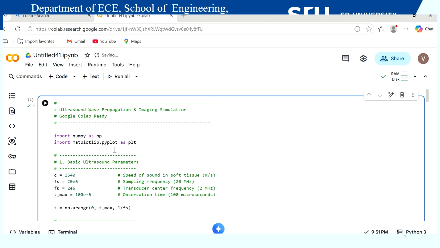I am going to simulate ultrasound wave propagation and ultrasound imaging. The code for this is going to be written in Python and it will be simulated in the Google Colab platform. So, let us start.